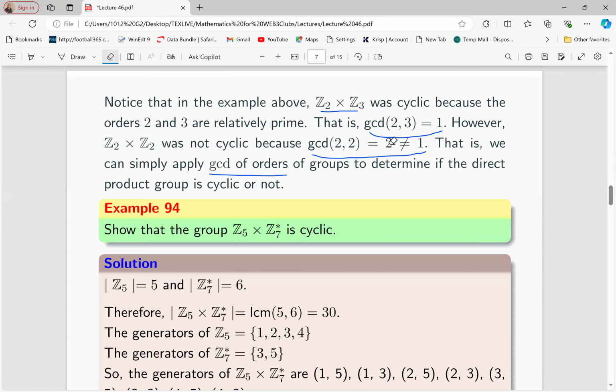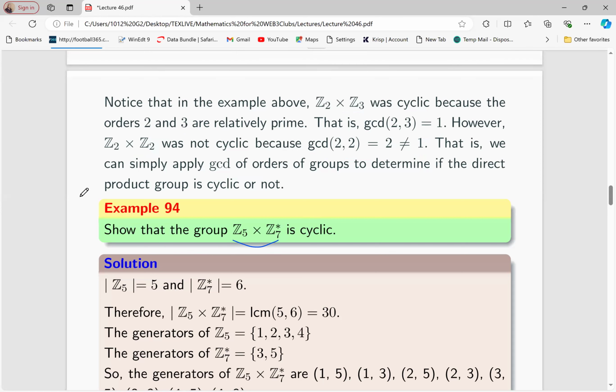But now the next question is, how do we determine cyclic generators? That is our next question, and that's what we'll be answering. But before we answer that, let's look at this group. Now, the 2 groups: Z5 is cyclic, and Z7 star is also cyclic.